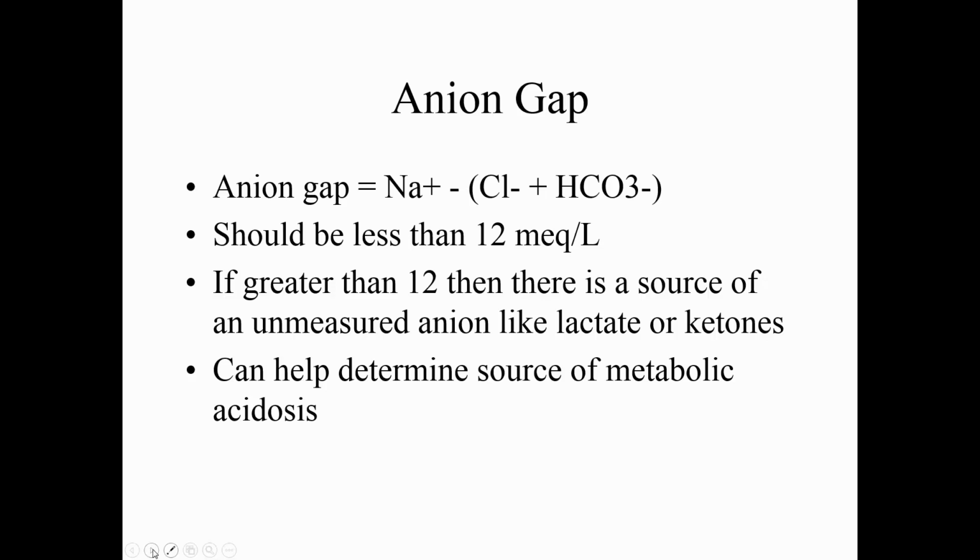We also have something called an anion gap. Now, our most common cation is sodium. We also could add in some potassium there, but that's about 4 millimolar. And then our common anions are chloride and bicarbonate. And when we add those things up together, we should have an anion gap of less than 12 milliequivalents per liter. And the thing is, there are all sorts of anions and cations that we're not measuring.